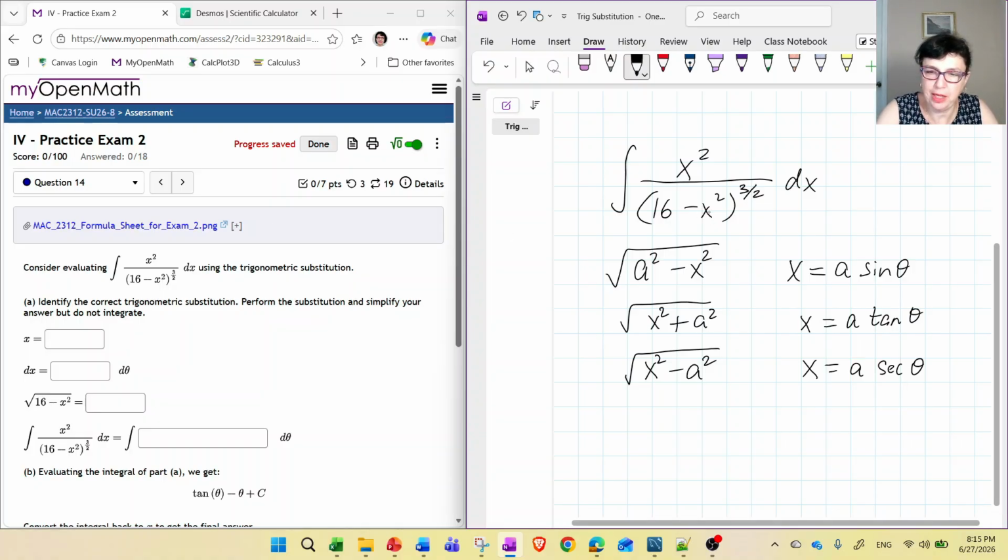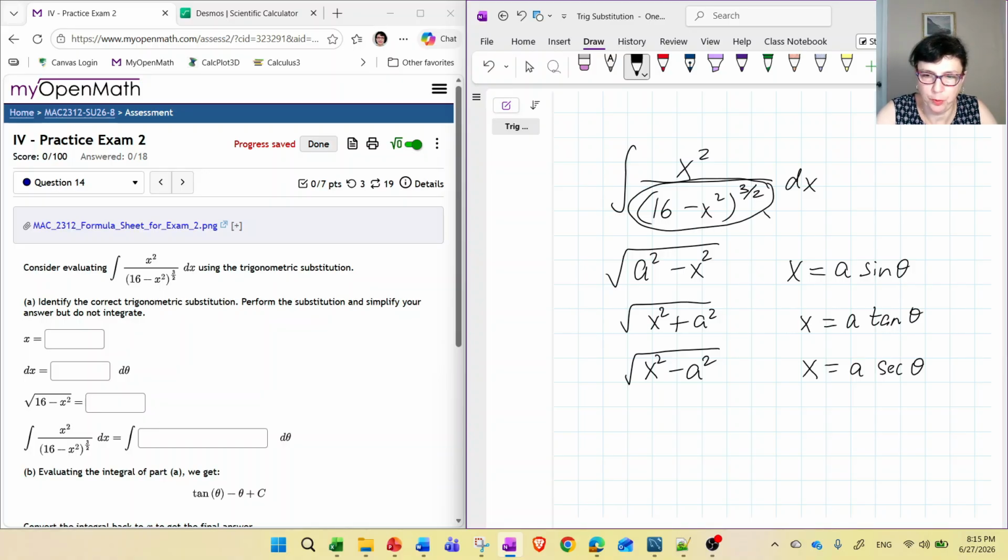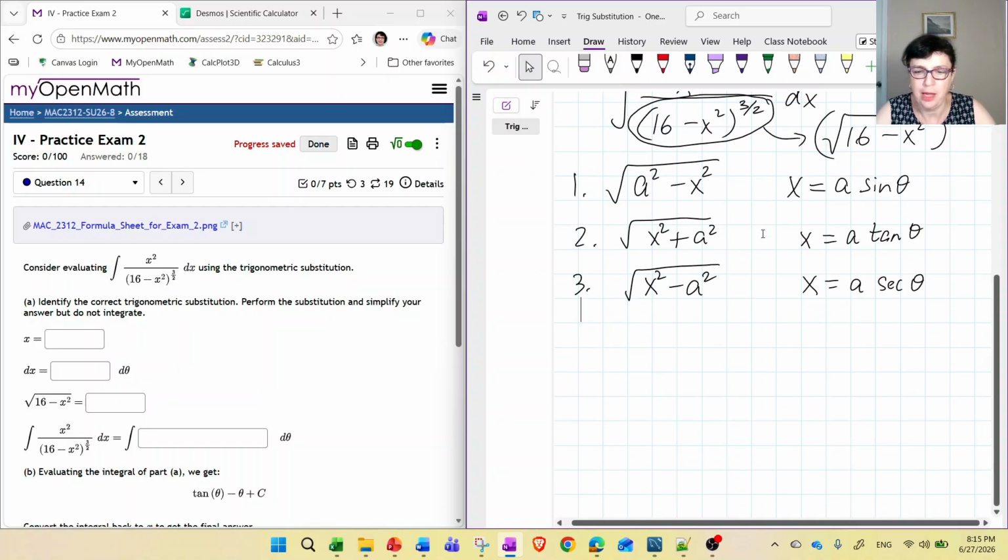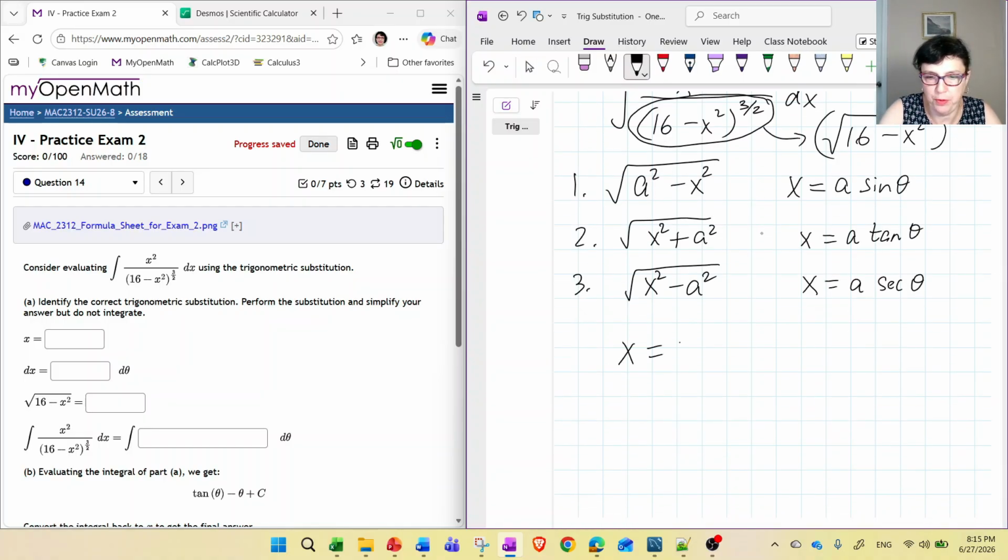Well, you have to understand what this stuff is on the bottom. Whenever you have power 3/2, this is the same thing as square root, but then you are raising that to the power 3. Okay, so we generally in this case have case number 1, right? So this is 1, 2, 3, because the number starts first and then we have a minus. Our substitution is going to be x equals 4 sine theta.